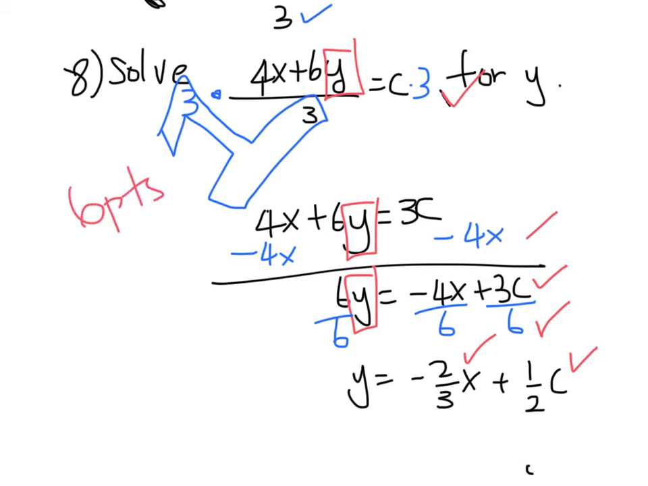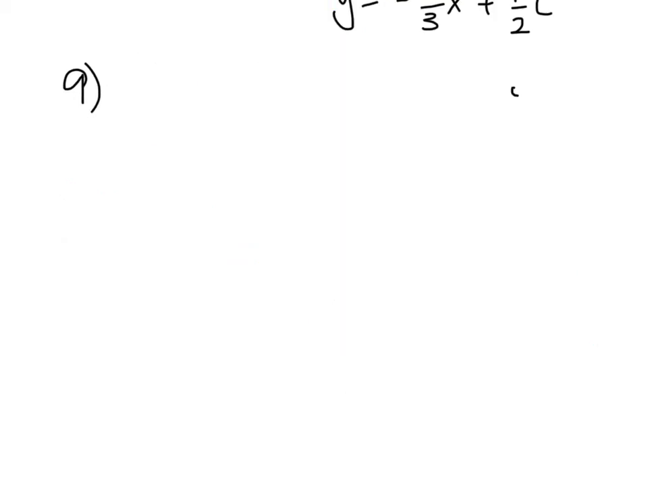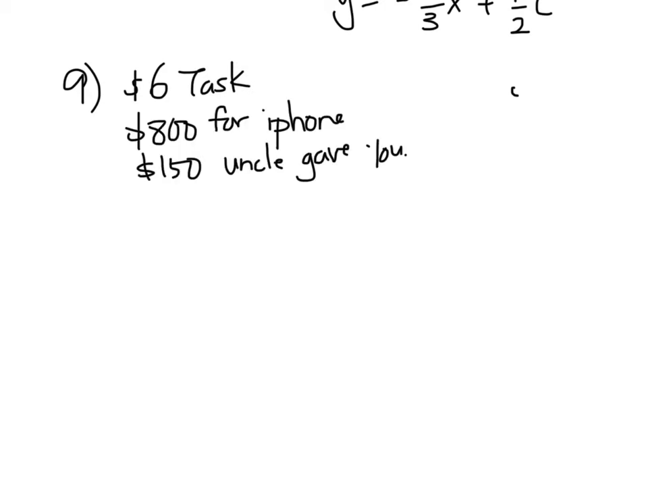Yay, the real last question. Okay, so 9 is a word problem that I'm not going to write here because you're looking at your test right now. Okay, so you're going to be charging $6 a task. Let me write down the information. Okay, so you're going to be charging $6 a task to do chores for people because you want to buy your $800 iPhone. So let's see, you have to set up an equation.